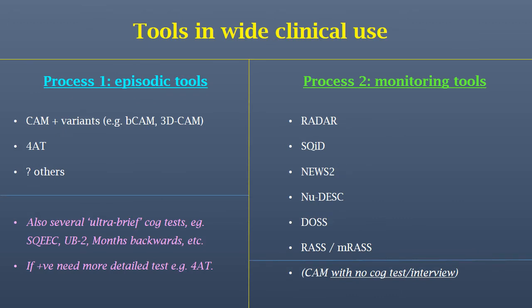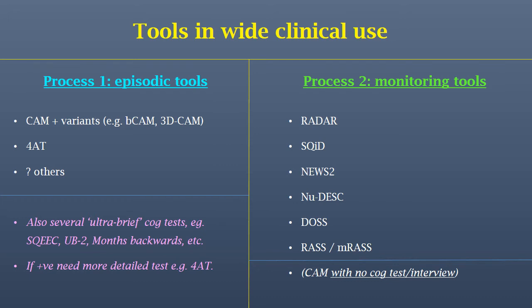So if we look at these 2 processes and what is being used in clinical practice, first, considering the episodic tools, we have the confusion assessment method and the various versions of this that have been developed, some of which are listed there, the 4AT, which I'm going to describe soon. And I'm not aware of many others that are being widely used in clinical practice as episodic tools, but I'd be happy to hear about them in the Q&A later.